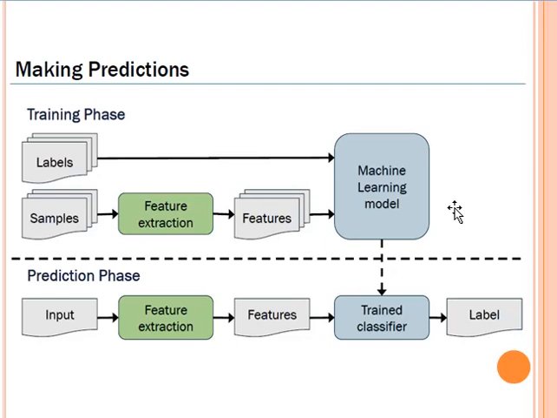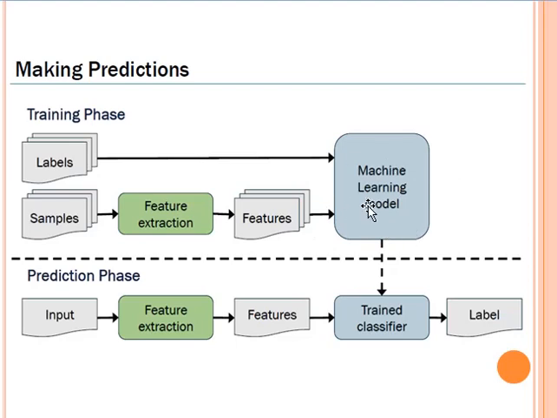The model is basically being trained on the features which are extracted from those training samples, and then I will have a trained model which can be used in order to make predictions or classification. So this was the one phase which is called the training phase, in which we are training our machine learning algorithm.